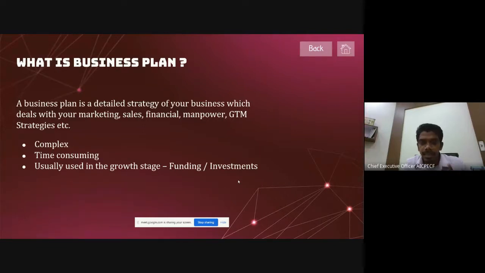As the term dictates, planning is something where we work on our future commitments or future goals, what we want to do probably down the line after 5 years or in the period of 1 or 2 years. We jot out a detailed strategy, right? So that is what we call a business plan. It is nothing but a detailed strategy of your business, which deals with your financial plan, your manpower, human resource plan, your marketing, your sales, your go-to-market.